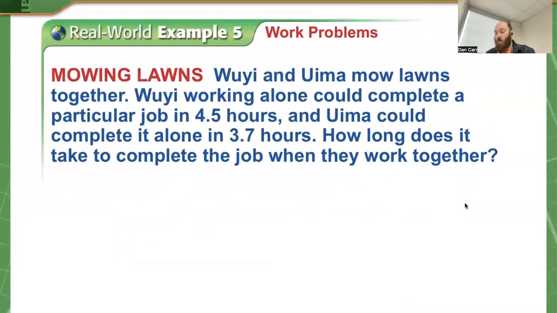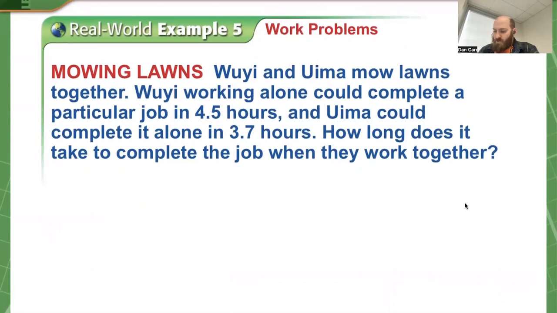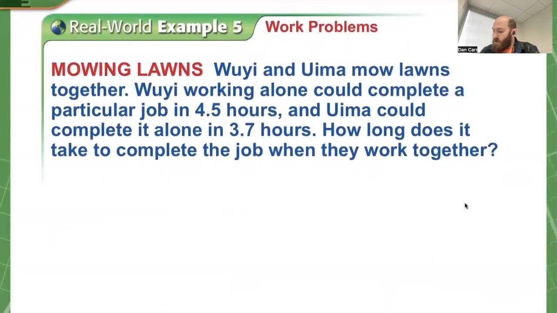And that's going to be this mowing lawn. And this is doing jobs together. Okay, so Wui and Wima mow lawns together. Wui, working alone, can complete a particular job in 4.5 hours, and Wima could complete it alone in 3.7 hours. How long does it take to complete the job when they work together?